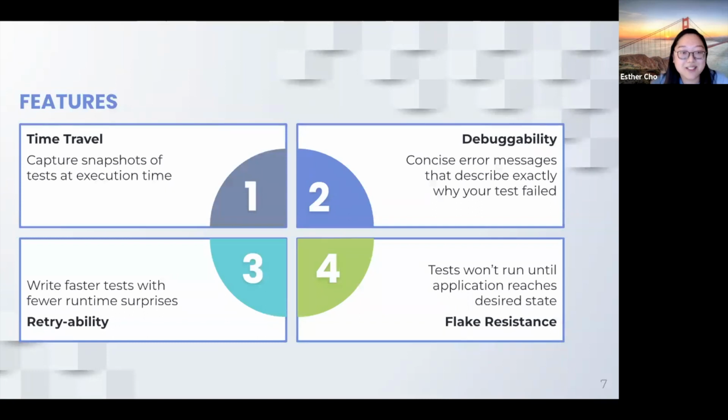Let's talk about some of Cypress's really cool features. So one of them is time travel. Cypress will capture snapshots of your tests at execution time. They offer great debuggability features with concise error messages that describe exactly why your test failed. And they have a core feature that they call retriability, so that developers can write faster tests with fewer runtime surprises. And lastly, they really combat flake resistance because their tests are designed to not run until your application reaches a desired state.